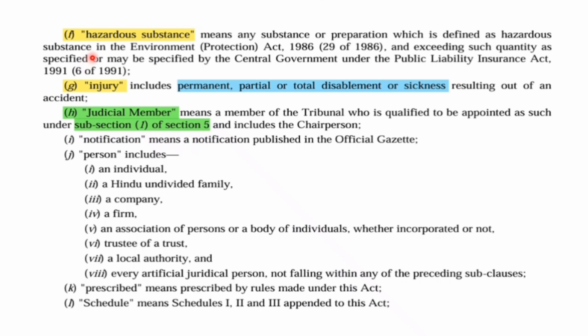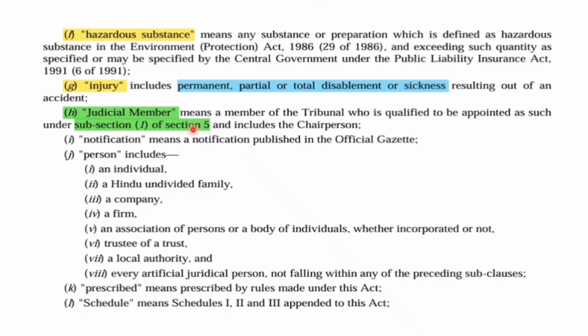So F is for hazardous substance. We have seen handling hazardous substance. Then what is hazardous substance? It is a substance or preparation which is defined as hazardous substance in the Environmental Protection Act, or which exceeds such quantity as specified by the central government under the Public Liability Insurance Act. So that is said to be the hazardous substance. Then injury: that may be a permanent injury, partial or total disablement or even sickness resulting out of an accident.